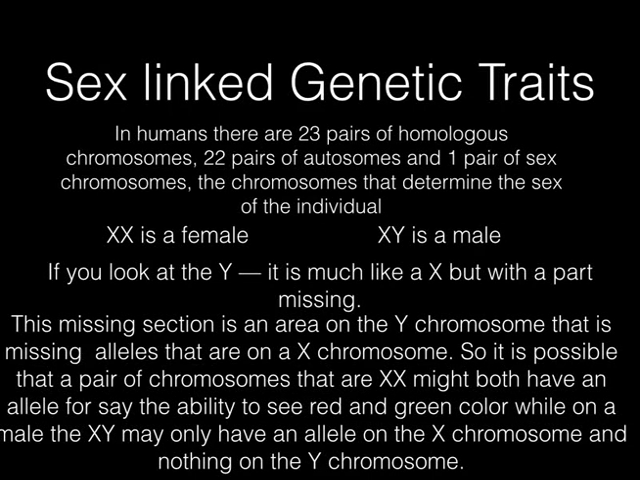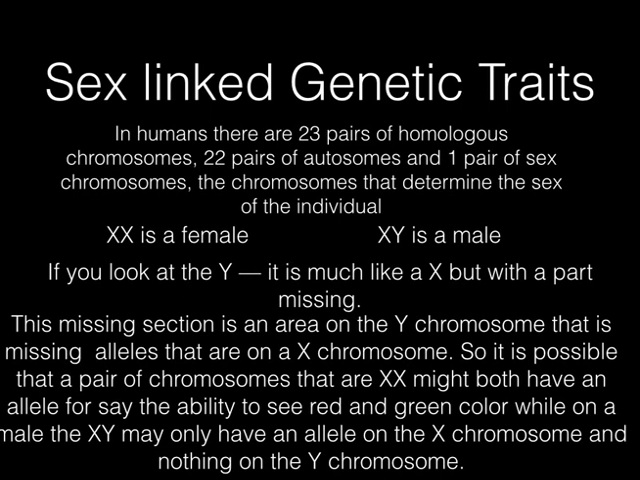Now it's time for us to take a look at some sex-linked genetic traits. These are traits that seem to appear more often in one sex than the other, normally males. In humans, there are 23 pairs of homologous chromosomes. 22 of these are called autosomes, and there's one pair of sex chromosomes. The sex chromosomes determine the sex of the individual.